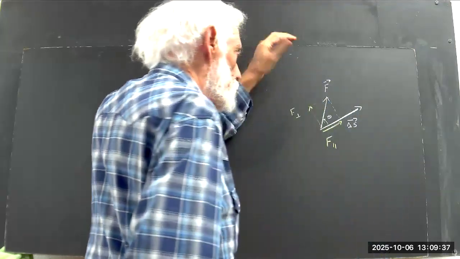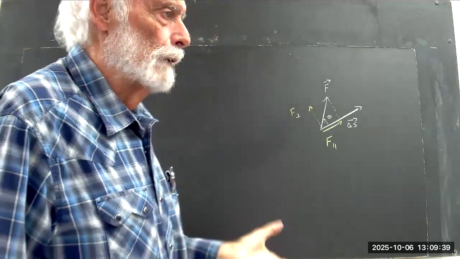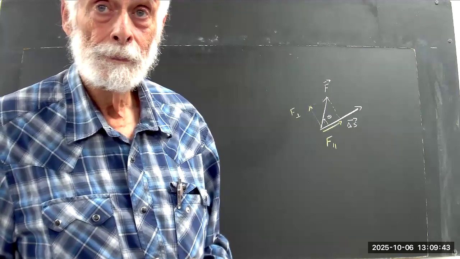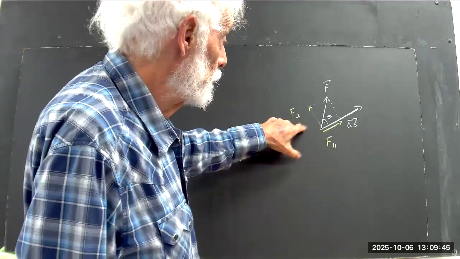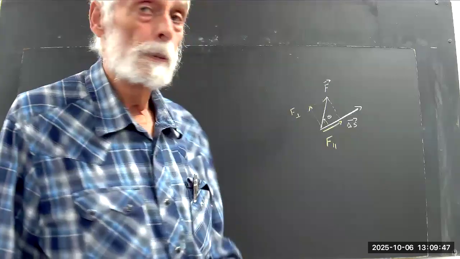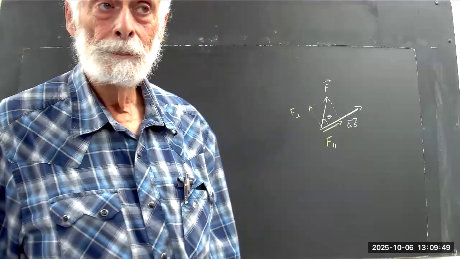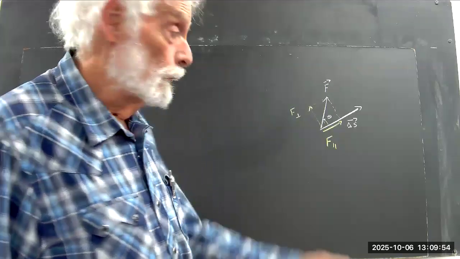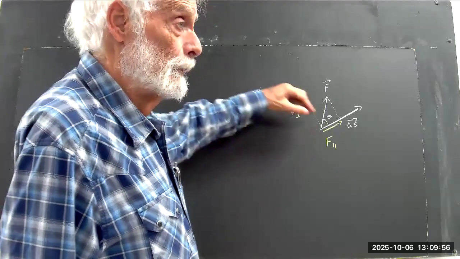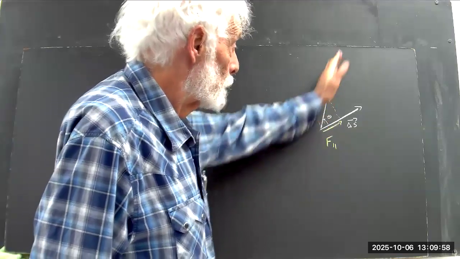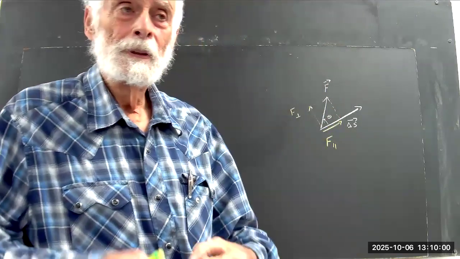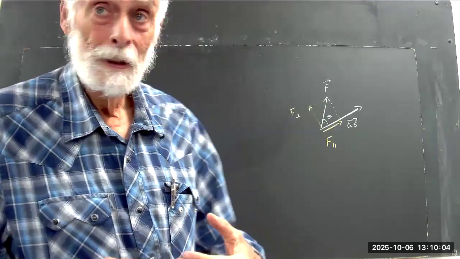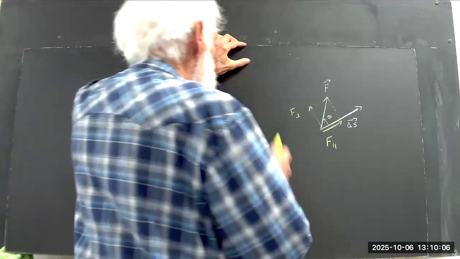F parallel and F perpendicular. Now, if this object did happen to be on an incline, then F perpendicular would be in the direction of the normal force. So the normal force would probably be less, because the way you're pulling here, you're helping keep it up off of the incline.